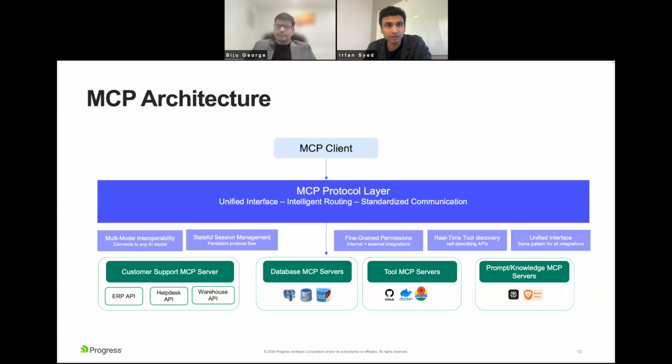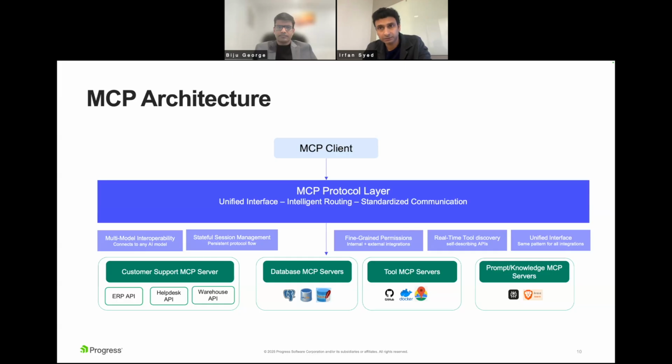It provides multimodal interoperability support, and basically acts as a connector to talk with any of the AI models. It makes a connection and helps in stateful management between the client and the server. It provides the ability to perform fine-grained integration for security, for both internal as well as external integrations. Real-time tool discovery, which means that when you add multiple APIs inside your MCP servers, they automatically get discovered.